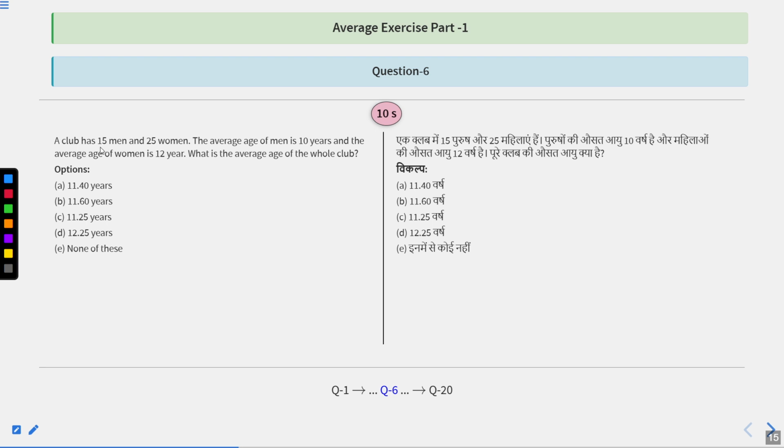A club has 15 men and 25 women. The average age of men is 10 years and the average age of women is 12 years. What is the average age of the whole club? You have 5 options and 10 seconds to analyze the question. Your time starts now.